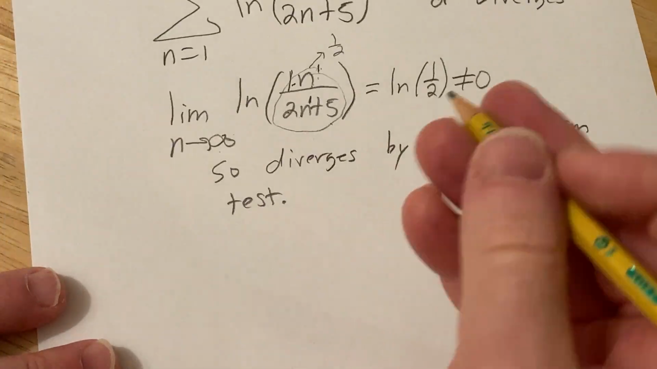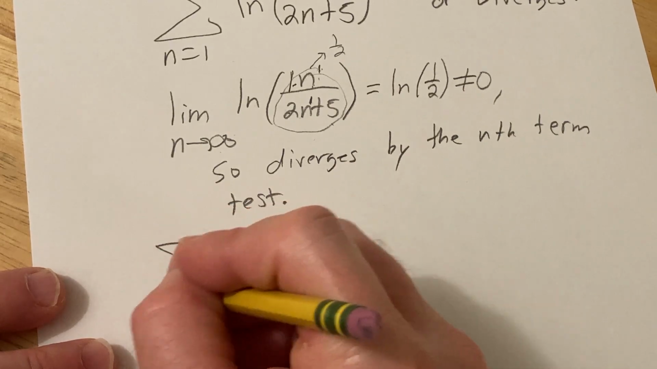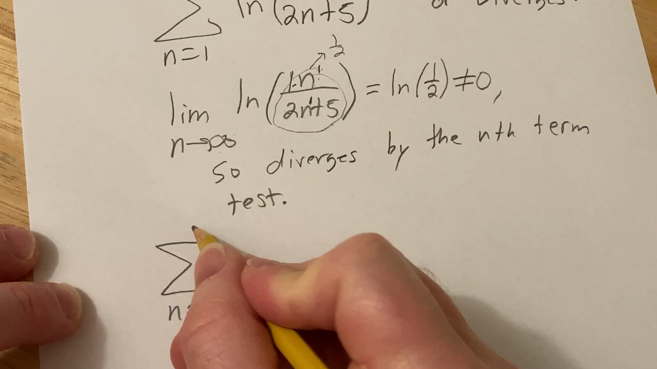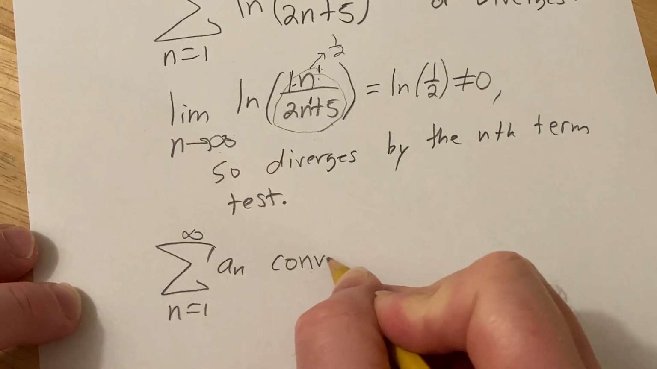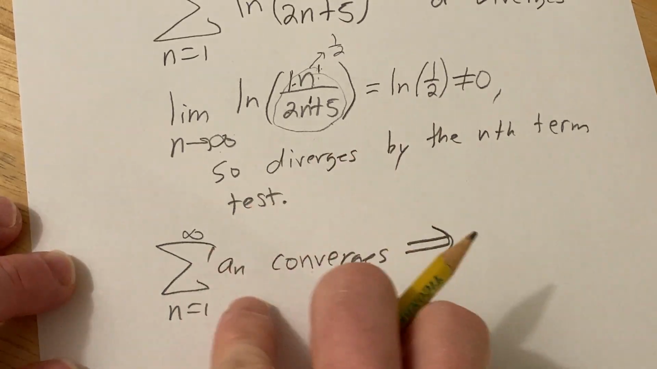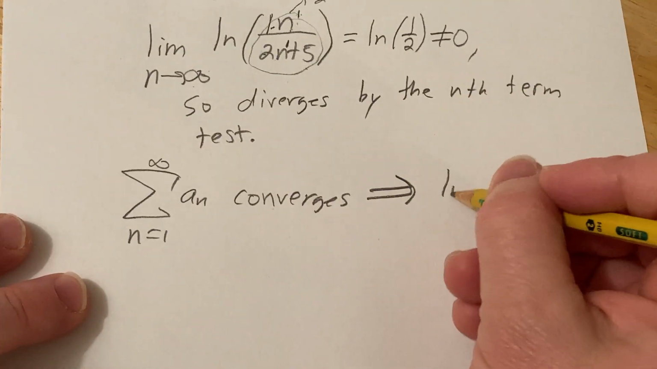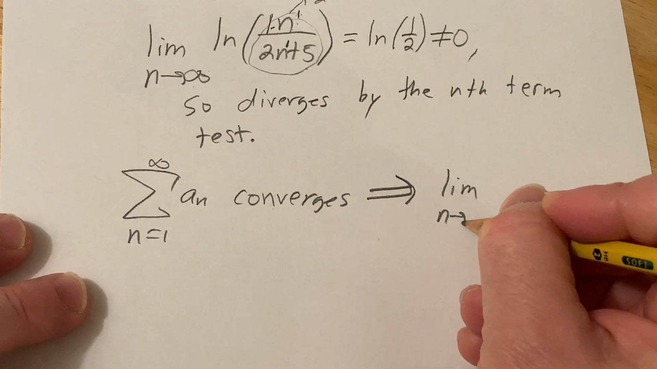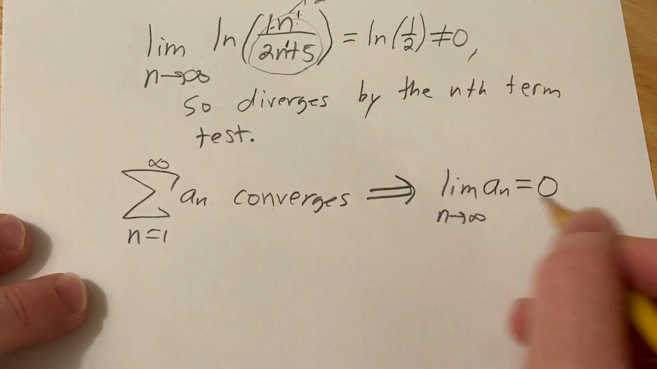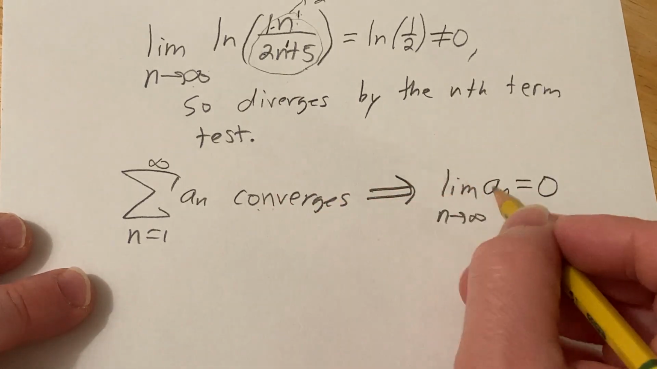Let me explain it. So if you have an infinite series, say a sub n, as n runs from 1 to infinity, if this series converges, it turns out, so if this is true, then it turns out that the limit as n approaches infinity of a sub n is actually 0. Okay, it's actually 0. So if this is true, this is true.